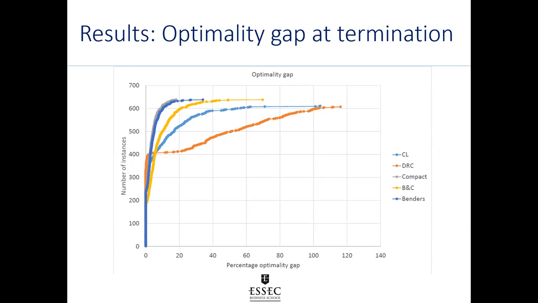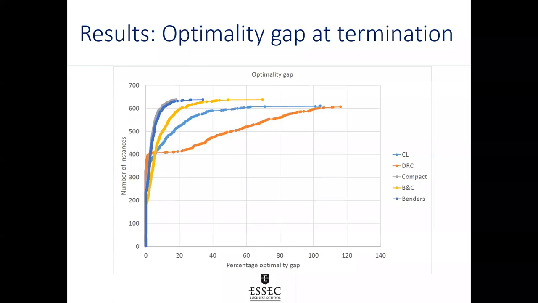The light blue is the branch and cut from a previous paper, and the orange one is the branch and price by another group and so on. So what we obtained is that in terms of optimality gap, our approaches, all of them, are much better. As you see in this slide, this figure measures the number of instances for which the optimality gap is smaller than the value reported on the horizontal axis. So the more the curve is on the left, the better it is. So the best one is the gray one, which is the compact formulation, followed by Benders, followed by branch and cut.